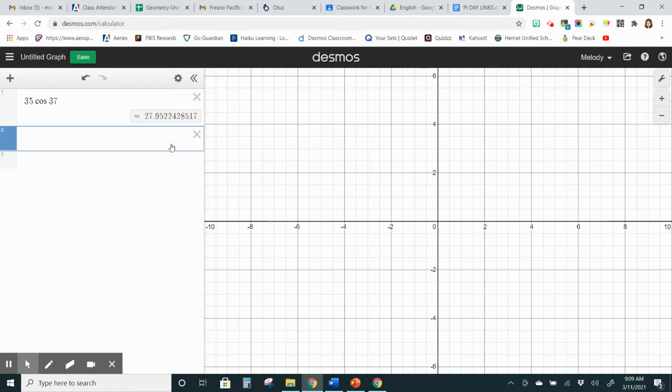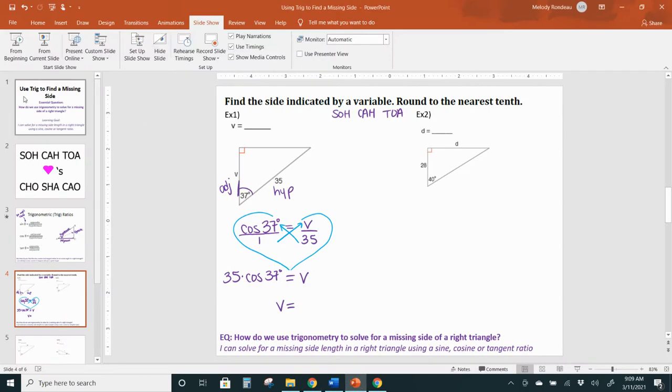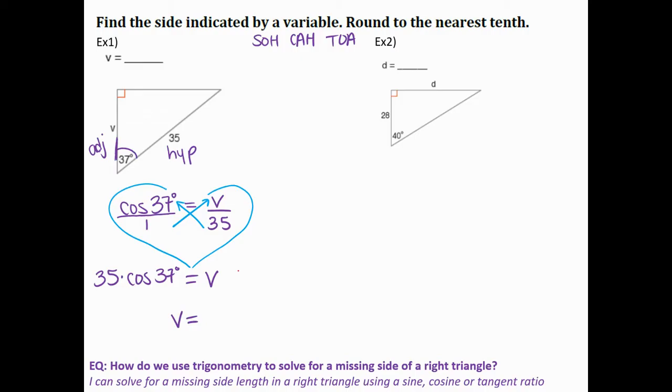So I have 27.952. So we're going to take that back to our problem, 27.952. All right. We were told to round to the nearest tenth.